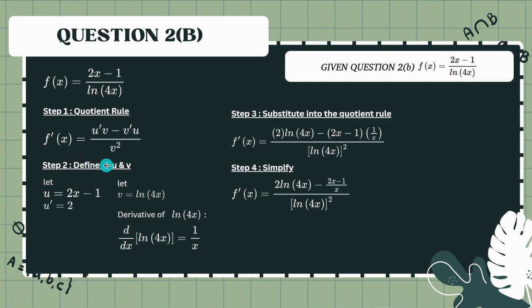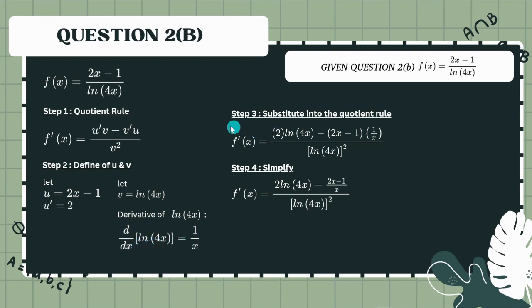And step 2, we need to define u and v. First, let u equal to 2x minus 1 and we get u prime equals 2. And we let v equal to ln 4x. And to differentiate ln 4x, we use the chain rule. The derivative of ln 4x, d divided by dx of ln 4x, equals 1 over x.